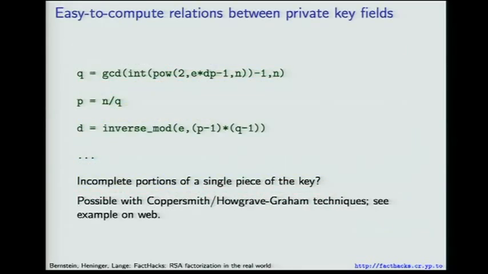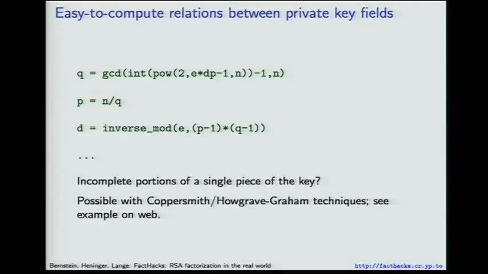All right, so what do we do with this information? Basically, given any part of this private key, we can easily compute all of the other parts. With simple formulas, for Q, we take 2 to the E times D mod P minus 1, minus 1, and GCD that with N, and then we get Q. Then we can figure out what P was by dividing, and figure out what D is, and so on and so forth.